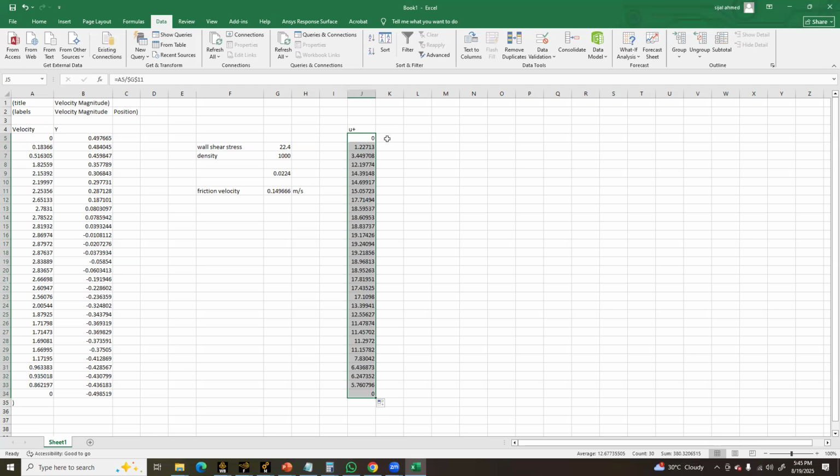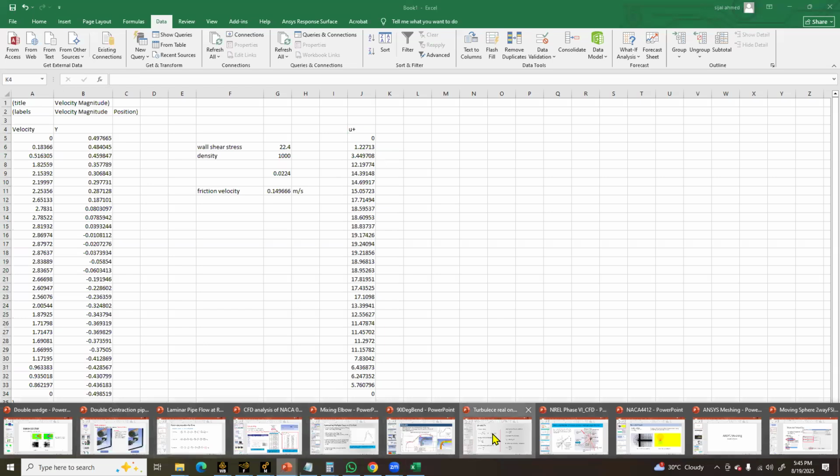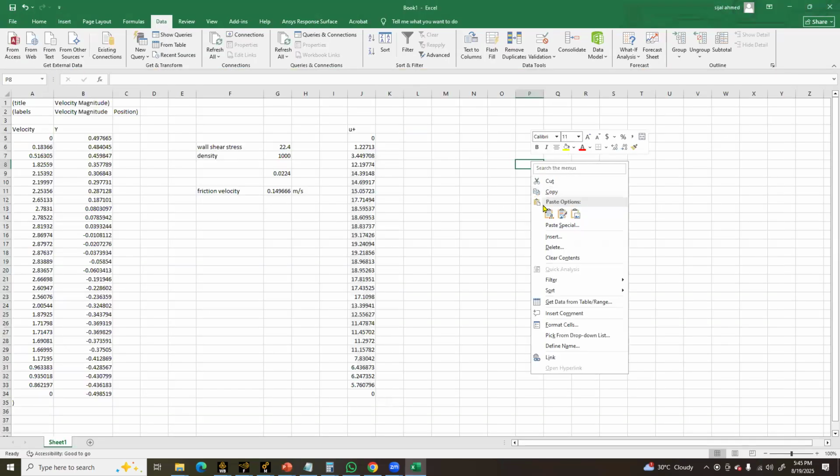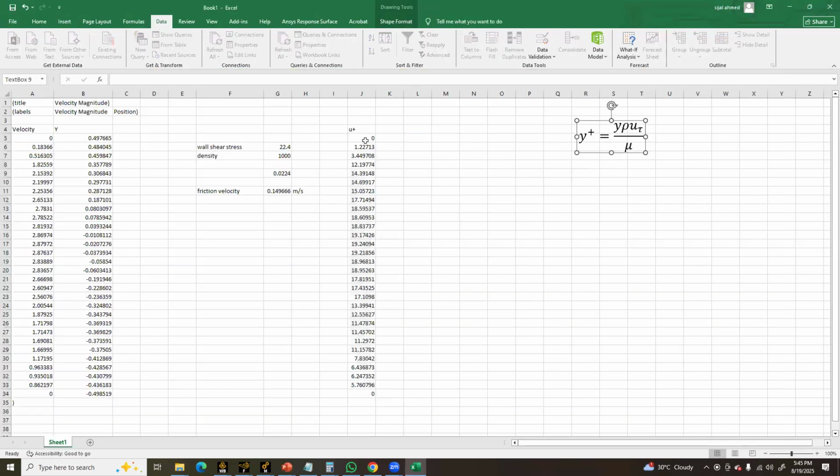Similarly, for Y plus, what I need to do is multiply and divide by two values. So let me copy the formula. The formula is here. If I want to get Y plus, this is not a correct case because it's a laminar flow. You will not get the proper values or ranges.